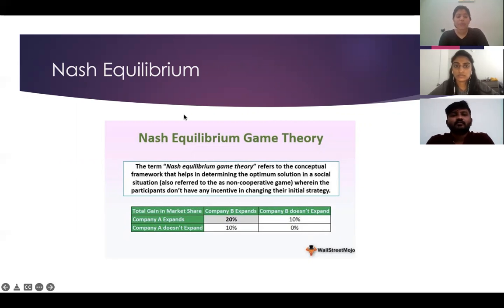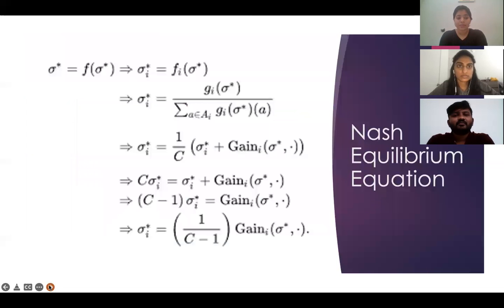Here we have taken the example of the total gain in the market share. There are many examples, but I have taken this example to discuss Nash equilibrium, and we have solved this Nash equilibrium using this equation. First we have to calculate the gain value from the formulas, and the final equation is calculated from the resulting values.